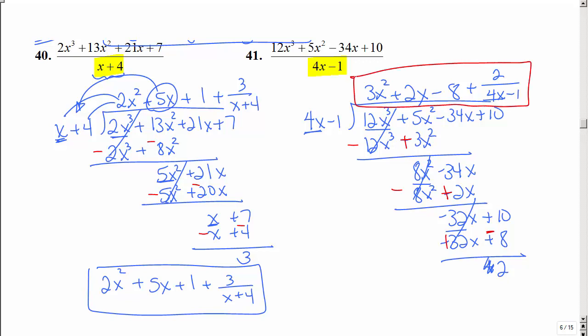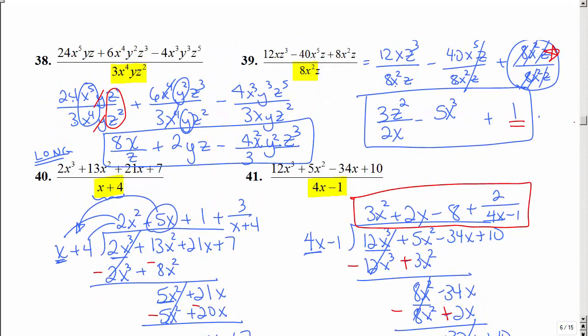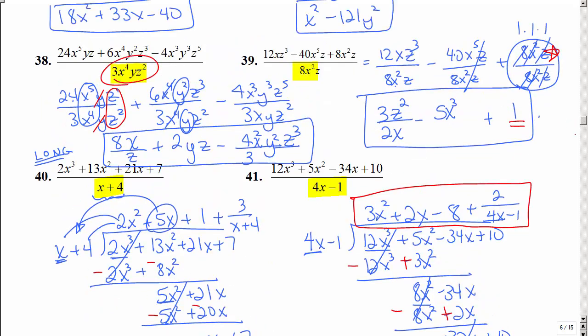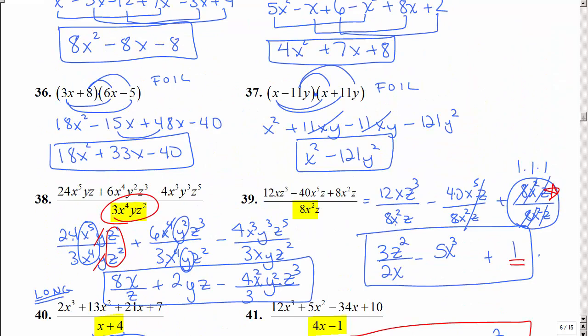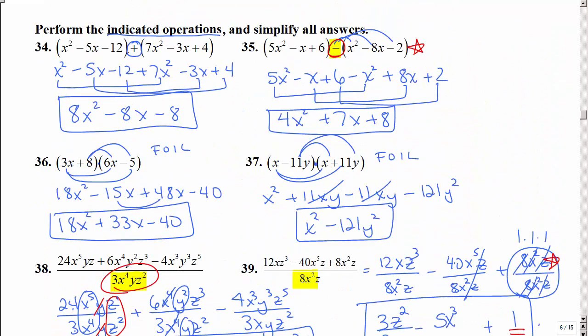Now again, I know this is fast, but this should also just be a review. So what we just did was we divided polynomials two ways, with long division and monomial division. We multiplied polynomials, and we added and subtracted polynomials.